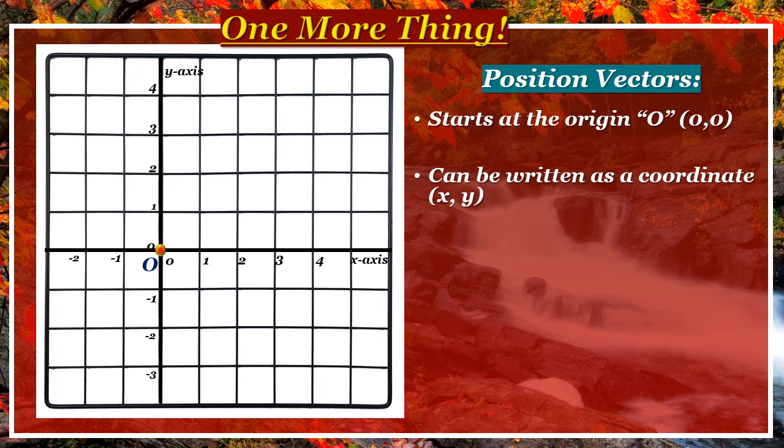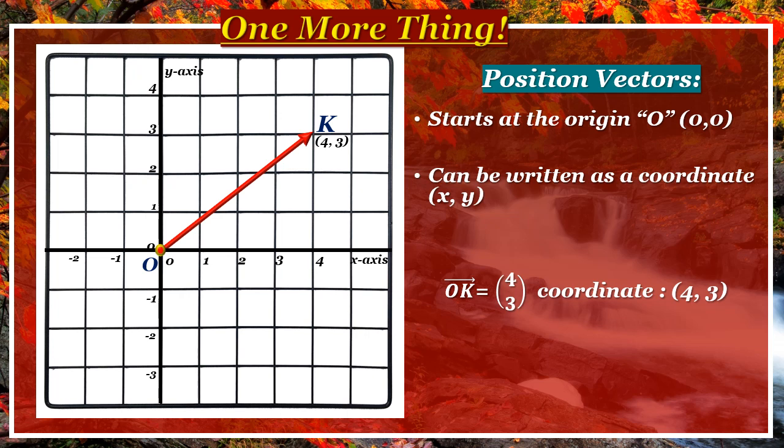So let's look at the vector OK. K is at the point 4, 3. And if we're going to write OK as a vector, we would use its coordinate 4, 3. We could write it as a column vector as seen, or we could write it as a coordinate.